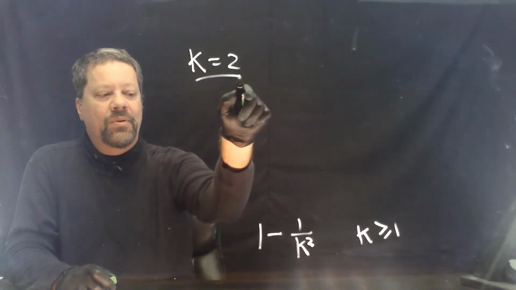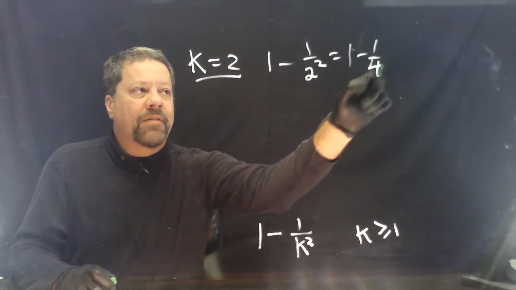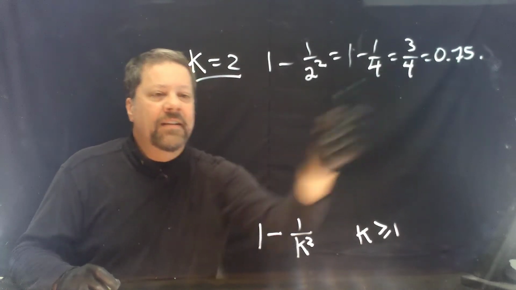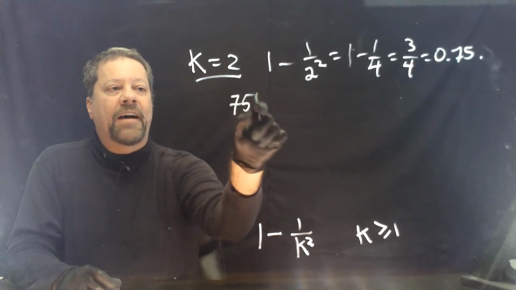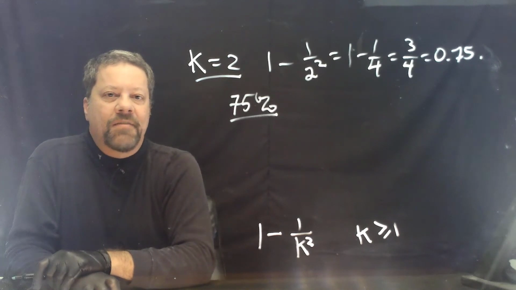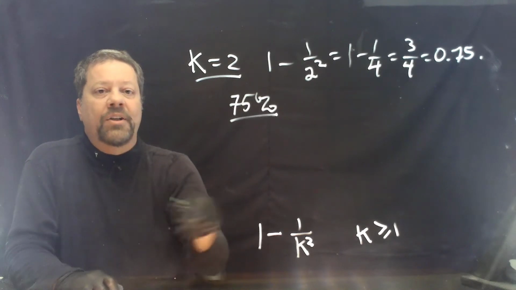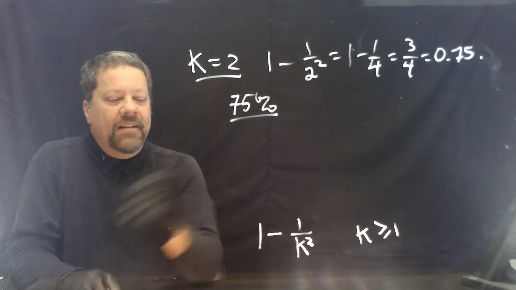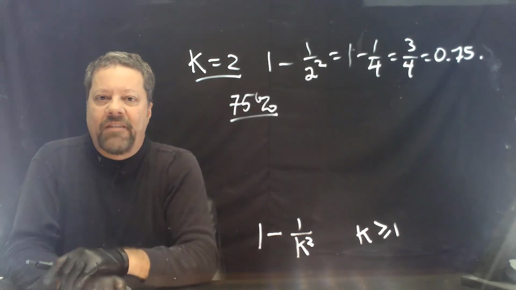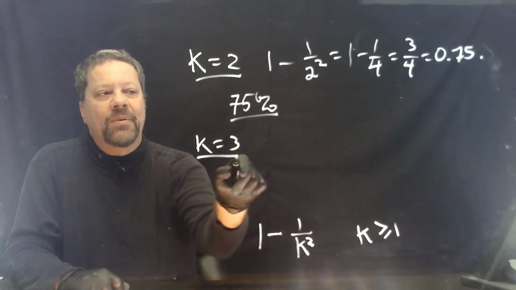For k equals 2, that's 1 minus 1/2 squared, 1 minus 1/4, which is 3/4, or 0.75. That means about 75% of the data lie within 2 standard deviations of the mean. Remember, for the empirical rule, it was 95%, but that only works for bell-shaped distributions. And Chebyshev's theorem doesn't say 75% will, it says at least 75% of the data will lie within 2 standard deviations. What about k equals 3?